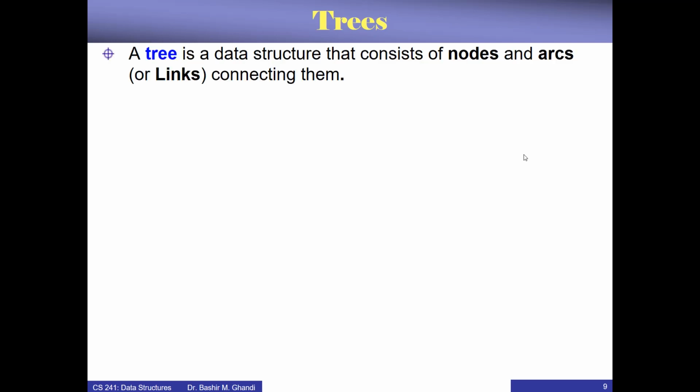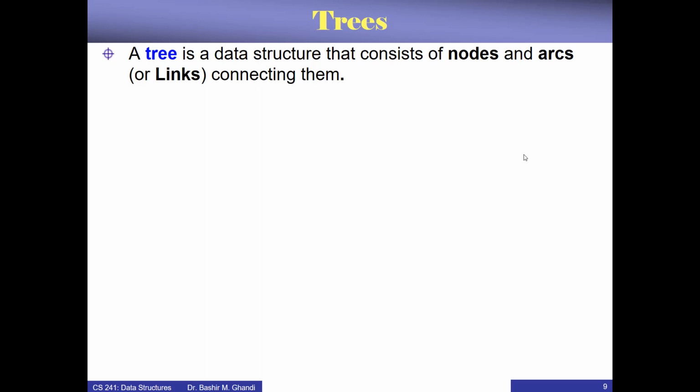Okay, now that we have done with the comparable interface, let us start talking about trees. First, let us define it. What is a tree? A tree is a data structure that consists of nodes and arcs or links connecting the nodes.